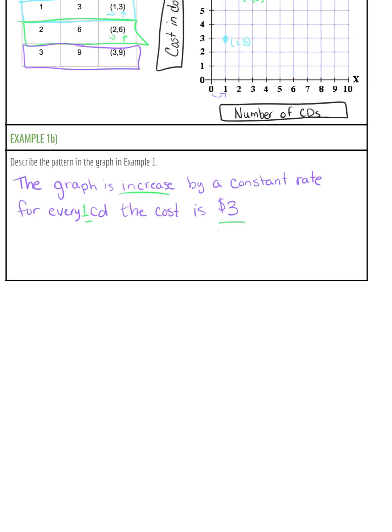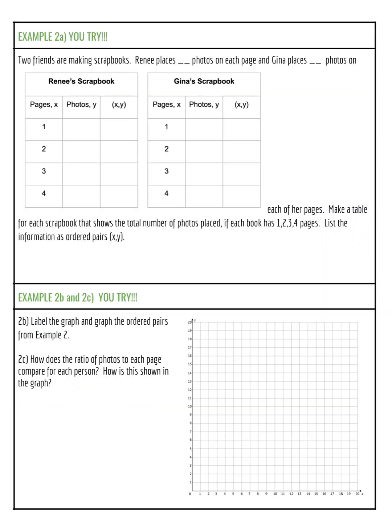Let's go to the next page. Example 2. It says 2 friends are making scrapbooks. Renee places some number of photos on each page, and Gina places so many photos on each page of her pages. Make a table for each scrapbook that shows the total number of photos placed if each book has 1, 2, 3, 4 pages. So here are your pages, right? We know that the pages are here, but Renee and Gina have different amounts of photos on each page. So we need to create a table, and then we need to create our ordered pairs.